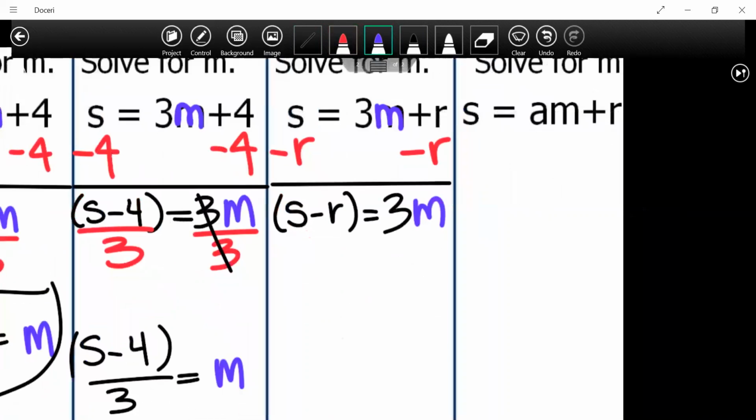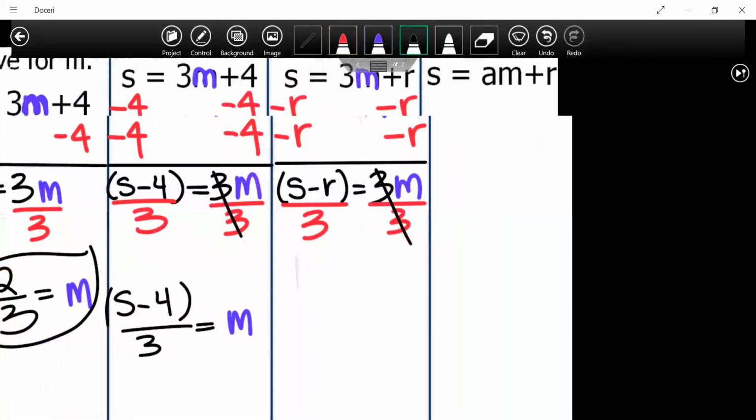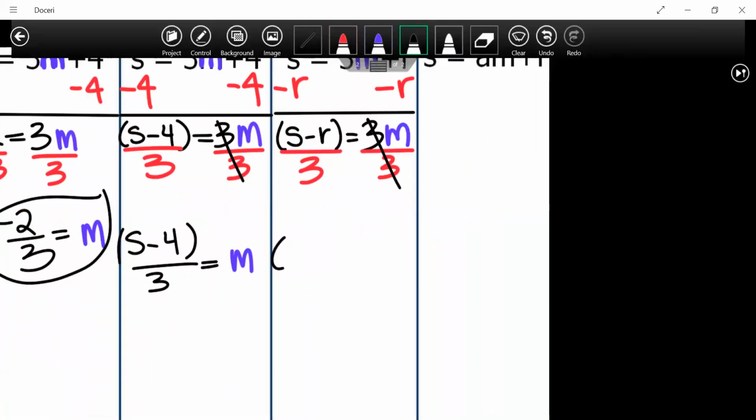Okay, still following our steps, still trying to get m by itself. What should I do? Divide both sides by 3. Our 3's are going to cancel, leaving me S minus R over 3 is equal to m.